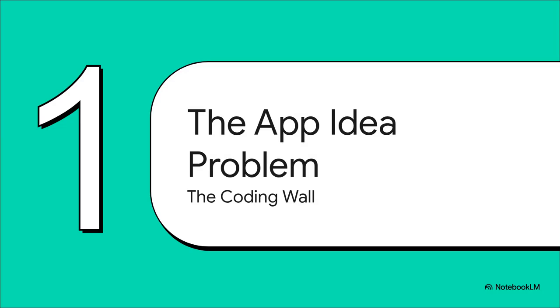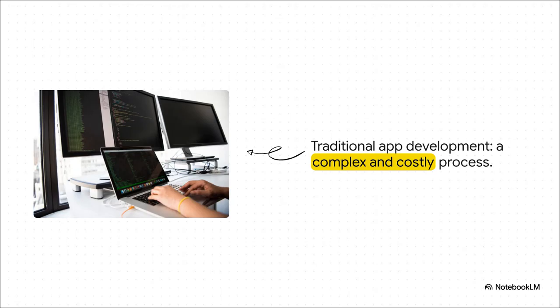For the longest time, this was just the way things were. For any aspiring creator or entrepreneur, your great idea would immediately run smack into a huge, intimidating wall, the coding wall. So what does that coding wall actually look like in the real world? Well, traditionally, it meant you had to hire a team of expensive developers. We're talking tens, sometimes hundreds of thousands of dollars. And the timeline? Months, maybe even years, before you saw anything. It was a world of complex, confusing languages that was just off limits for most of us.